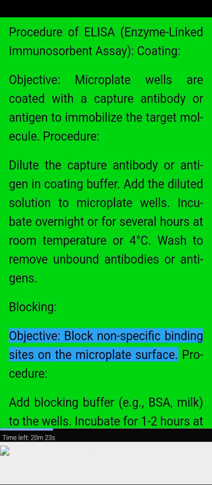Blocking. Objective. Block non-specific binding sites on the microplate surface. Procedure. Add blocking buffer, e.g., BSA, milk, to the wells. Incubate.